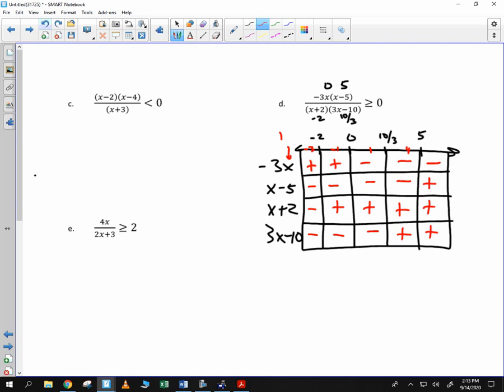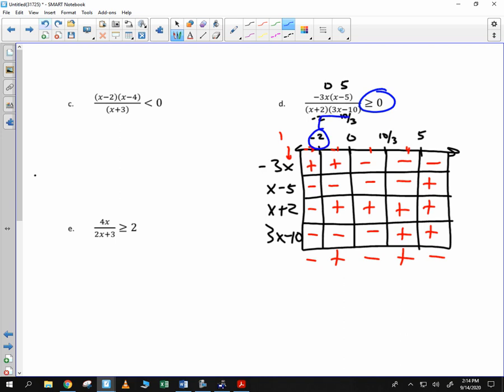So you can see that a positive times a negative times a negative times a negative, I get a negative. If it's an odd number of negatives, it's negative. If it's an even number of negatives, it's positive. Notice how the positives do not really have anything to do with changing the sign, rather just the negatives. The question is now at this point, where is it greater than or equal to 0? And so it's greater than or equal to 0 wherever it's positive.